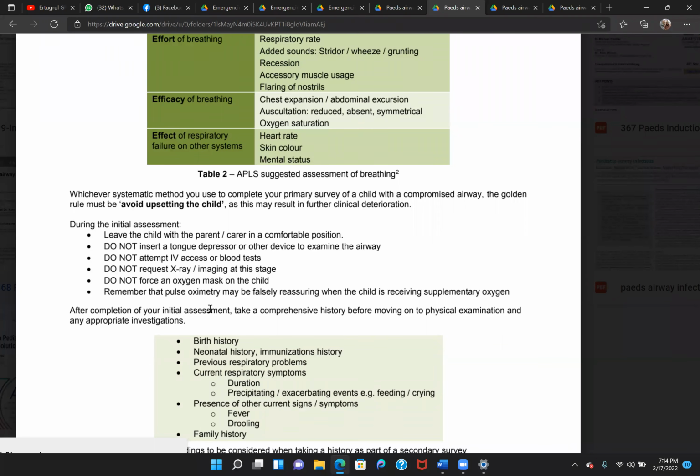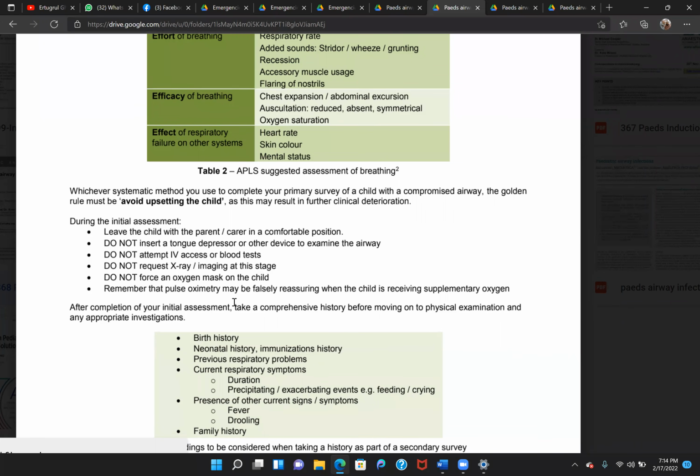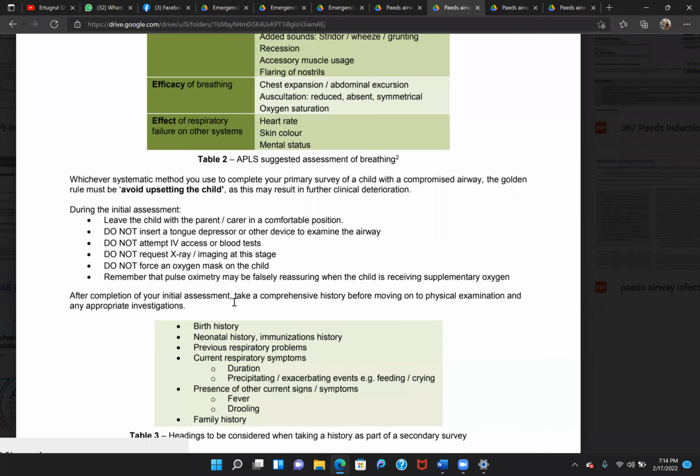Do not force an oxygen mask on the child. Remember that the pulse oximeter may be falsely reassuring when the child is receiving supplementary oxygen or is moving. So you will not have surety about it.